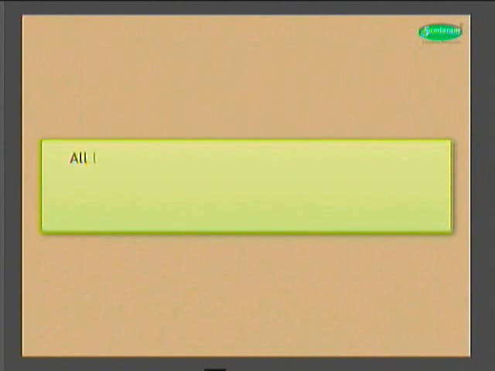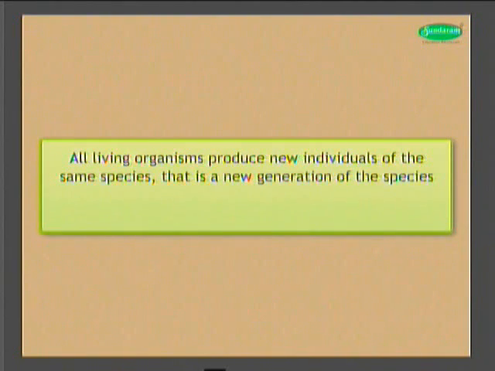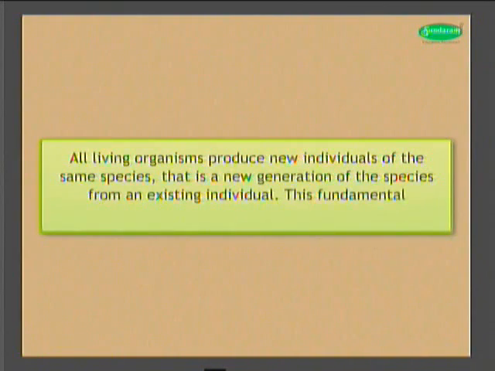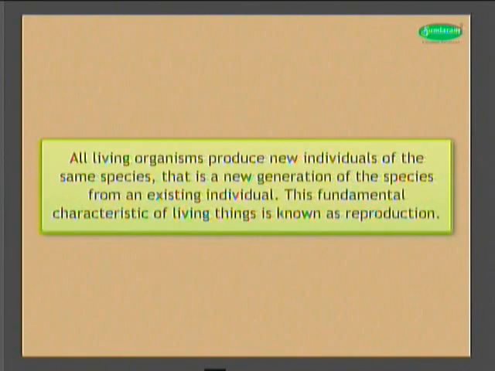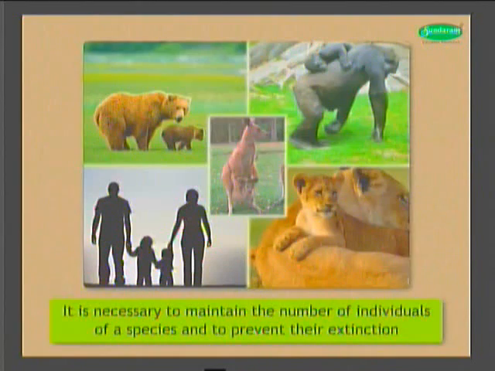Reproduction. All living organisms produce new individuals of the same species, that is, a new generation of the species from an existing individual. This fundamental characteristic of living things is known as reproduction. Reproduction is necessary to maintain the number of individuals of a species and to prevent their extinction. Let us look at one activity.